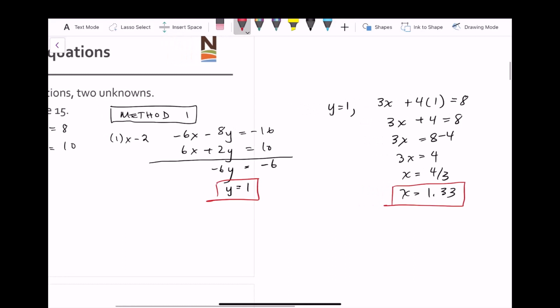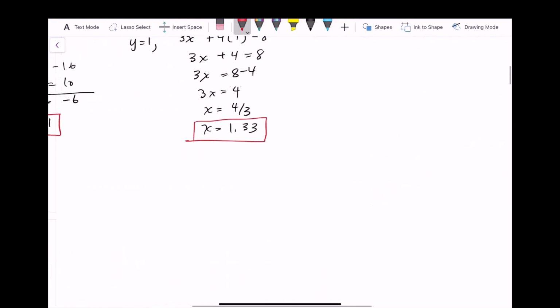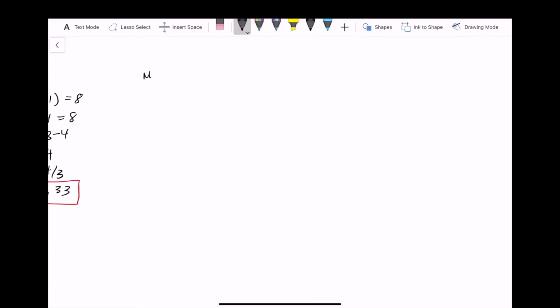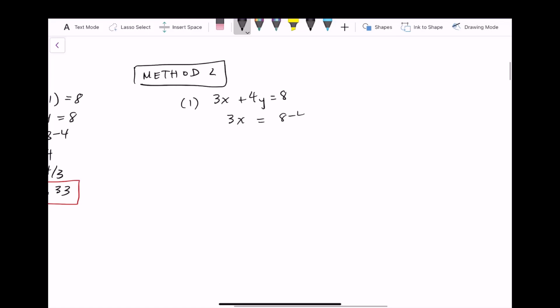That's using one method. A second method is as follows. So that was method 1. So we're on method 2 now. In this method, I'm going to start again with equation 1. Now I'm going to solve just for x with this first equation. So what I mean is I'm going to take 3x equal to 8 minus 4y. And then I'll divide both sides by 3. So I get x is equal to 8 minus 4y over 3.